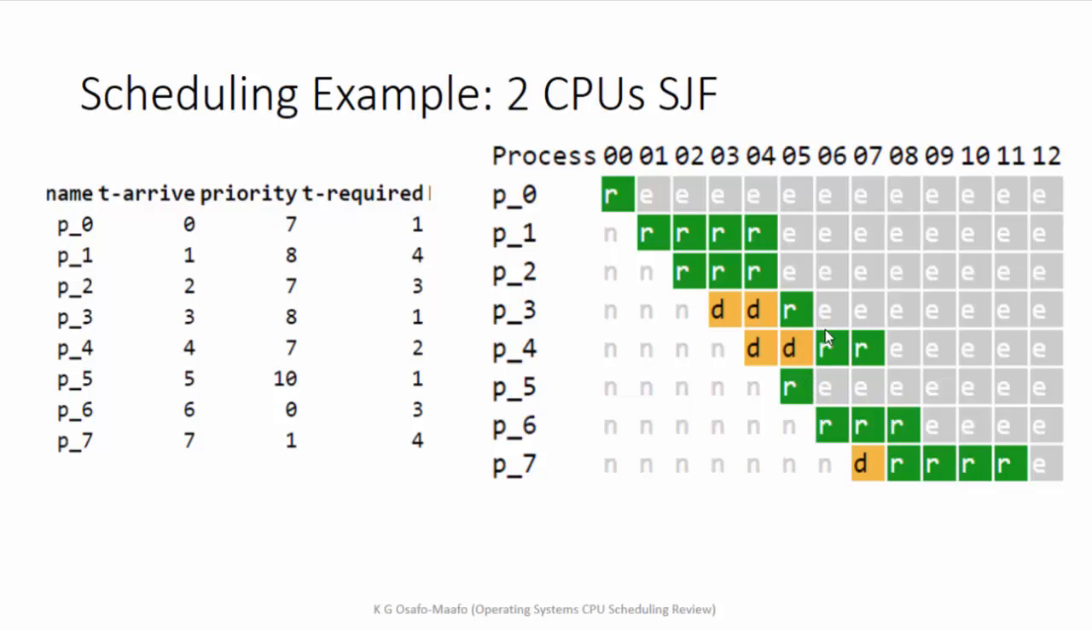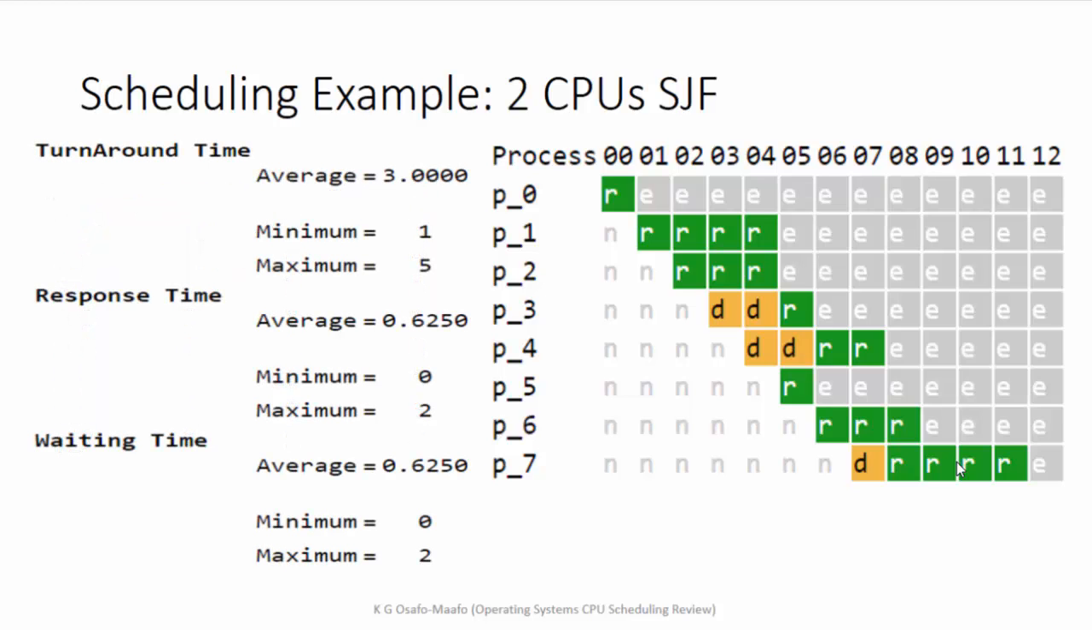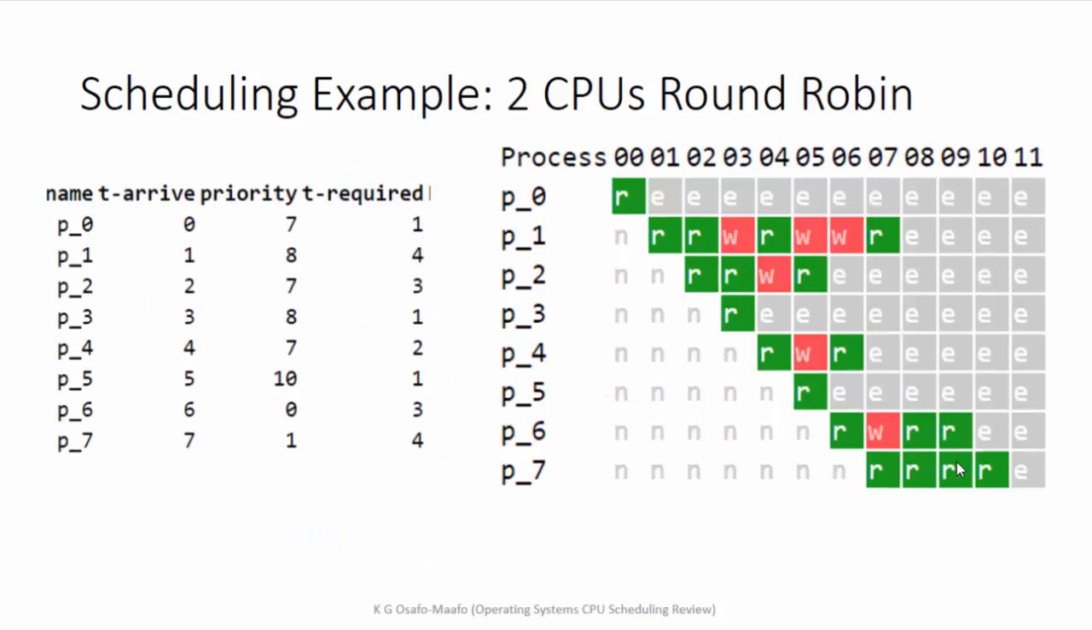And when that finishes, the 2 shortest jobs, one of them is of length 2, one is of length 3. But we can run them side by side. So we run them side by side. And when P4 is finishing, we can actually go and pick P7. So this is how you run 2 CPUs at the same time. Right? That's the computation.